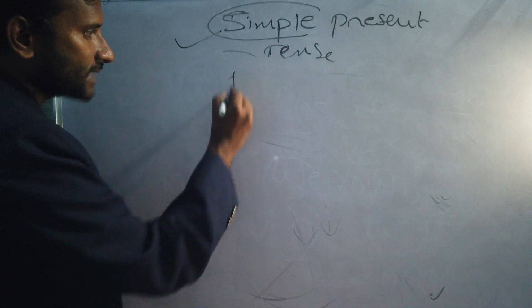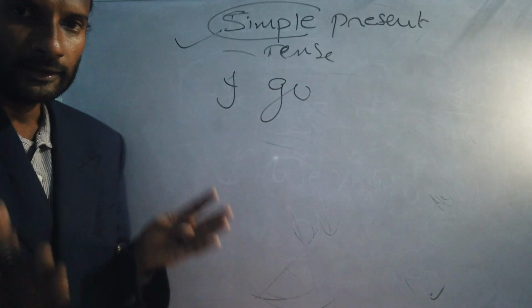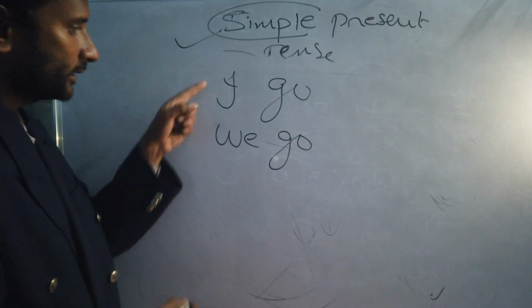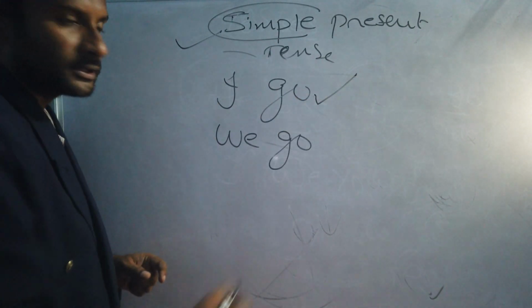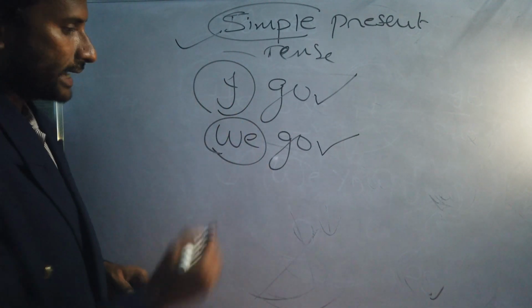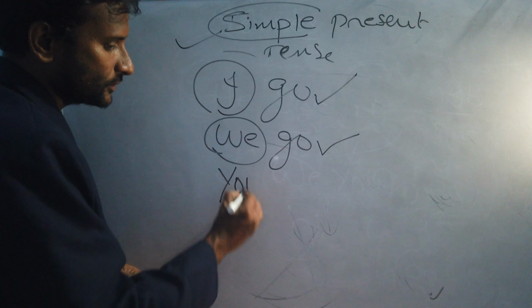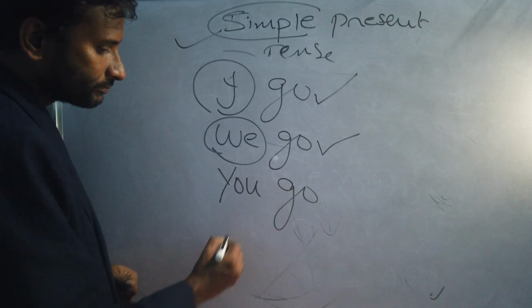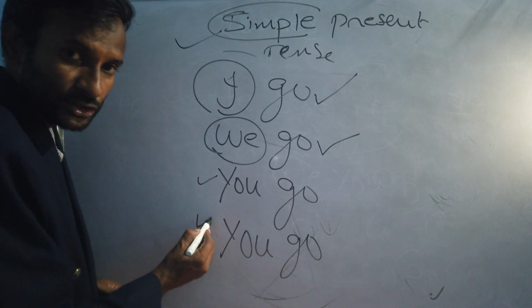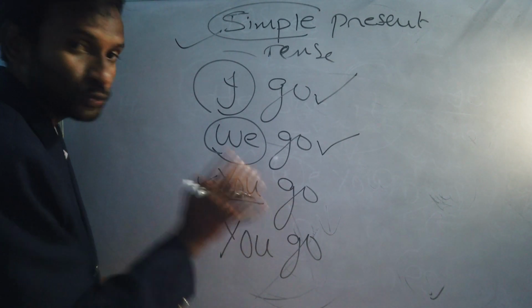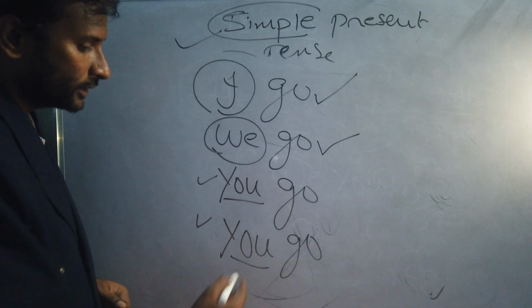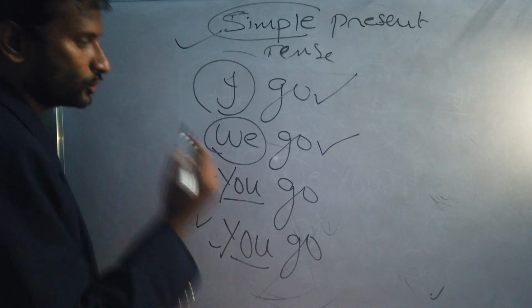See here, simple present tense. I go. Next, we go. Okay, this is first person singular and first person plural, I and we. And next, second person, you as a singular, you go. Plural, you go. What is the difference between this you and this you? We have just learned this you means only one person, whereas this you means more than one person, either 2, 3 or more. So that's the difference. This is plural, this is singular.